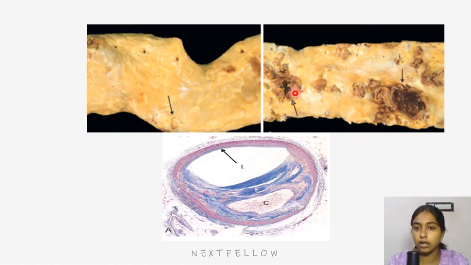So in these two gross photos we can see the atherosclerotic lesion. Here we can see the fatty streaks. This is an ulcerated atherosclerotic plaque. This is a histological image. We can see the blood vessel, the lumen has been reduced, and this is the atherosclerotic plaque. Here you can see the fibrous cap which is made up of collagen and the center necrotic core.